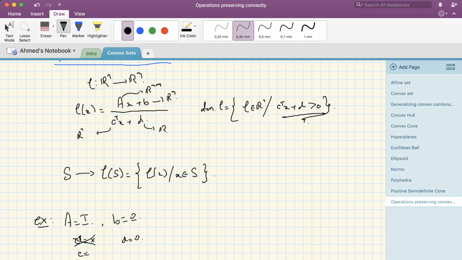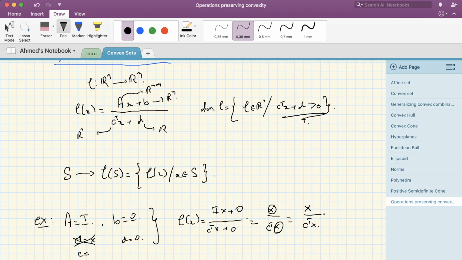So L of X in that case would be I x plus 0 over C transpose X plus 0, which is I times X is X over C transpose X. And no, this does not cancel with this. You might make this mistake, but it's not. So as you can see, if you grab any vector, you do an inner product with X divided by X. And if X is coming from convex sets, then if you do this for all X's in that set, the resulting image, which is the set defined by L of S, is also convex.